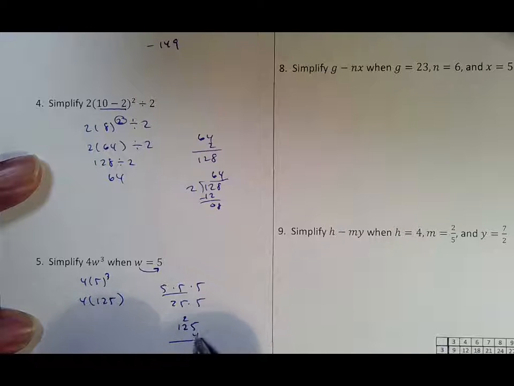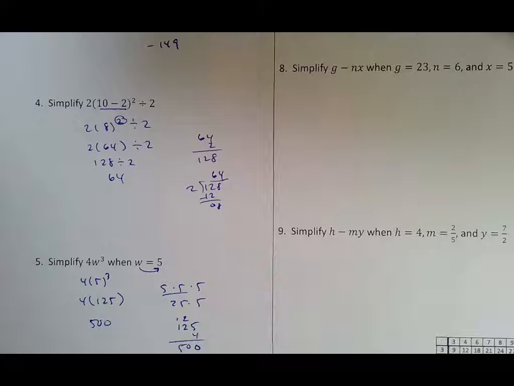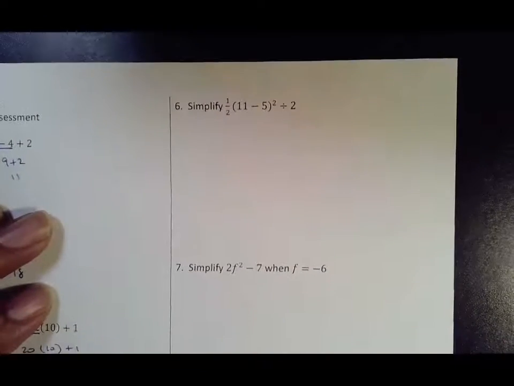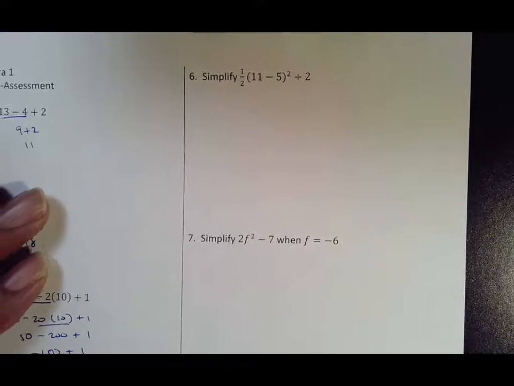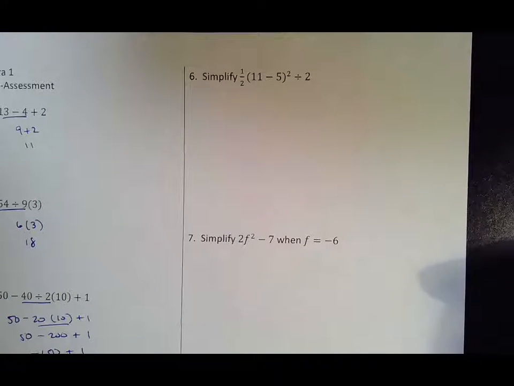5 times 4 is 20. 4 times 2 is 8 plus 2 is 10. 4 times 1 is 4 plus 1 is 5. It is 500. That's where we are. Take a moment to pause and try 6 and 7, which is a fraction 1 and a negative squared. See what you can do and look out for your mistakes.